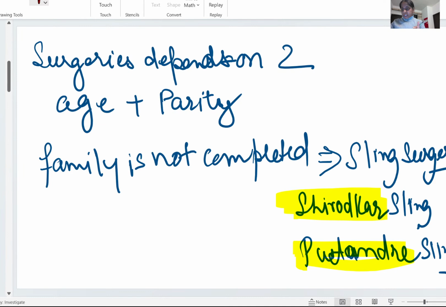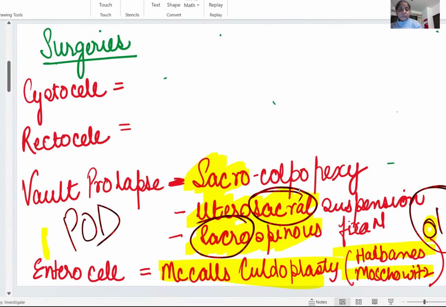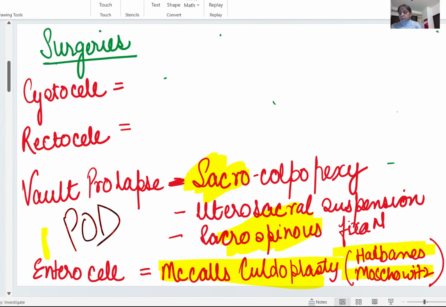Okay. Now, you all tell me what are the surgeries we do for cystocele? Some more surgery names. What are the surgeries we do for cystocele? Anterior colporrhaphy. Okay, they can ask you like this also.